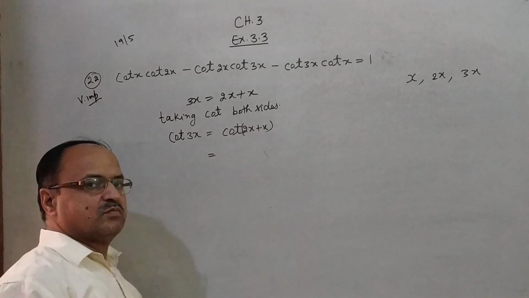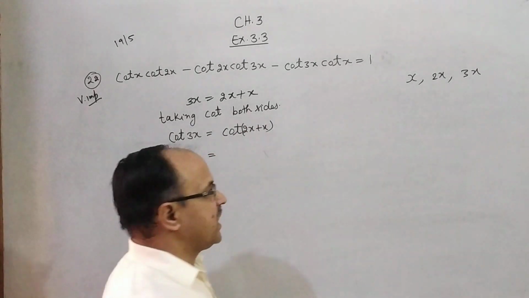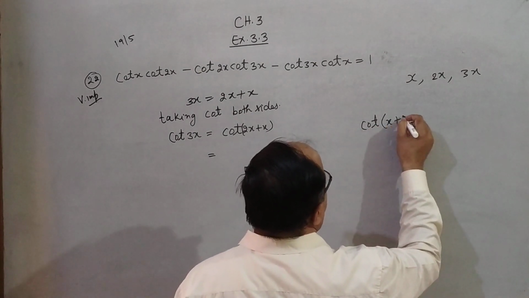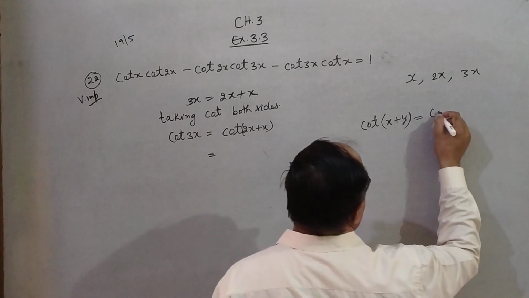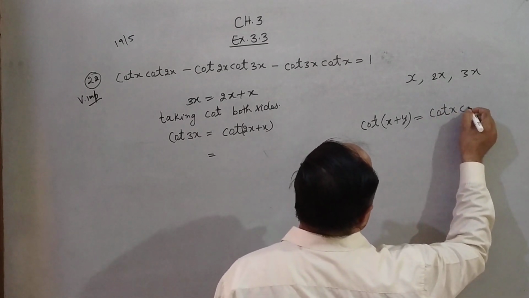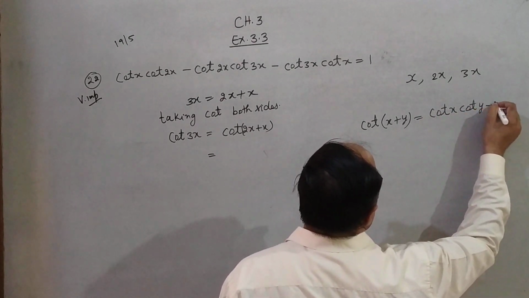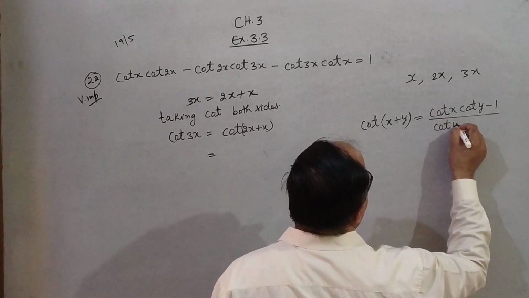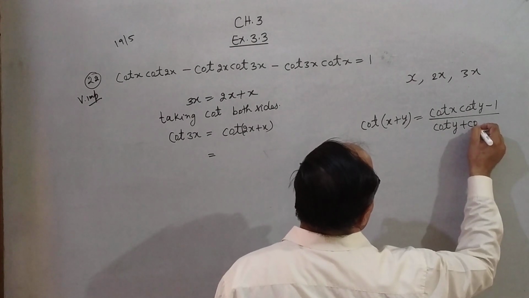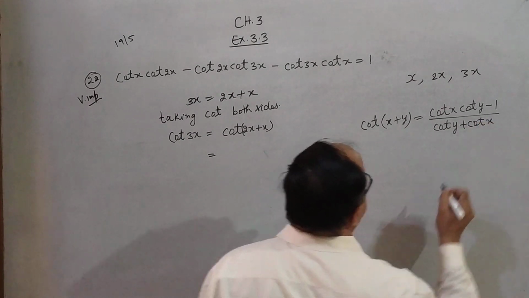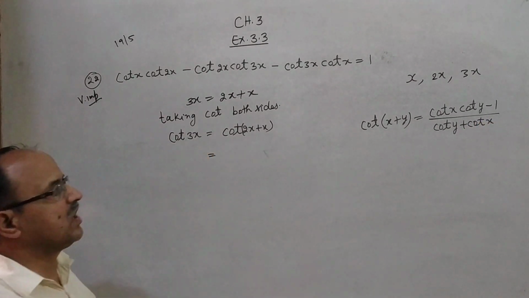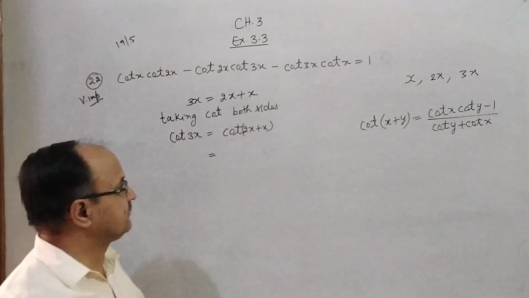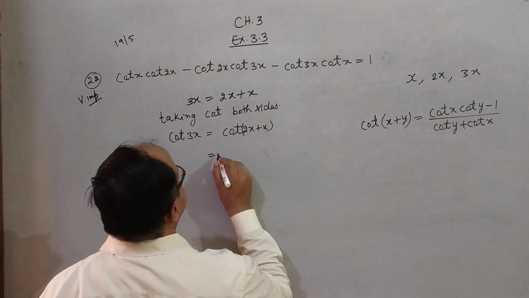Now can you tell me the formula cot(x plus y)? Cot(x plus y) formula is (cot x cot y minus 1) upon (cot y plus cot x). This is the formula we apply in this question in the form of cot. Now apply this formula.